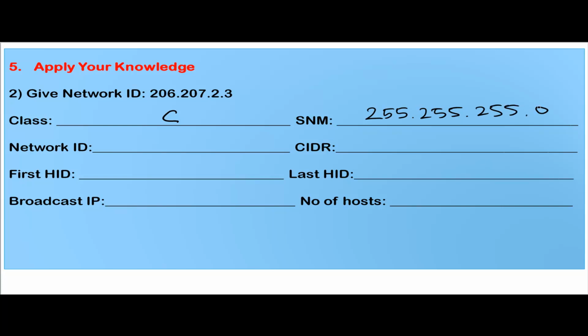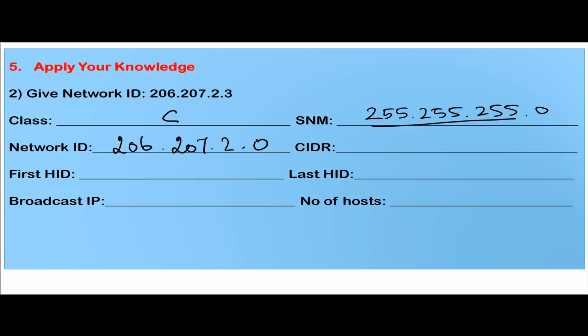So this is our default subnet mask. Then network ID. The first 3 octets are going to be the network, and the last one is the host. So the first 3 octets we are going to keep as they are: 206.207.2.0. This is our network ID. The first 3 octets stay as they are, and the last octet, which is the host, we make 0.